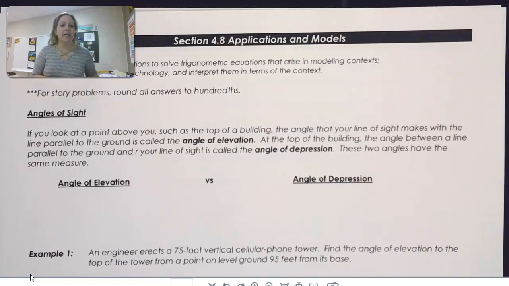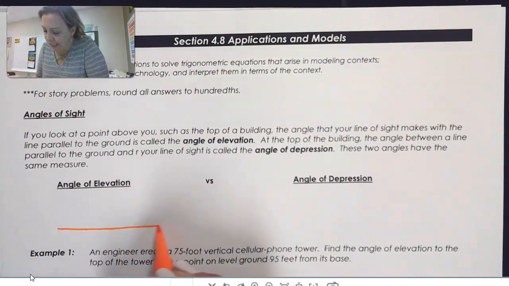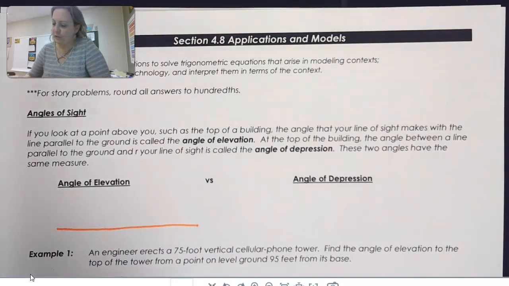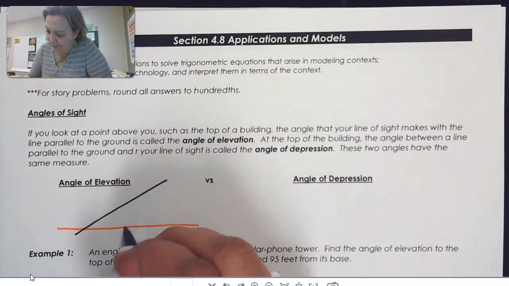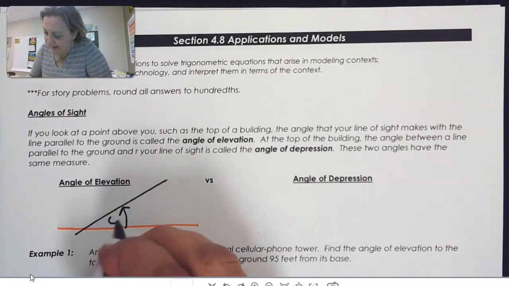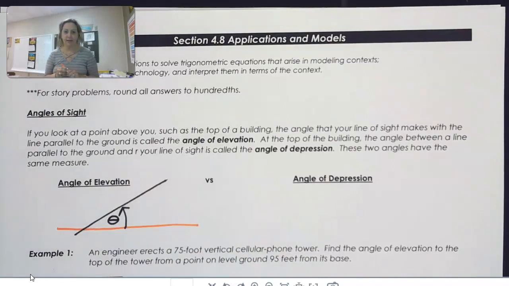The first thing I want to review with you guys is a little bit about your angles of sight. We've talked about this before, and I know you guys did in geometry as well. But if you're looking at a point above you, like the top of the building, the angle that your line of sight makes with the line parallel to the ground is called the angle of elevation, okay? It's always measured based on the horizontal, okay? So if we have a horizontal, and you're looking up to something, that is your angle of elevation.